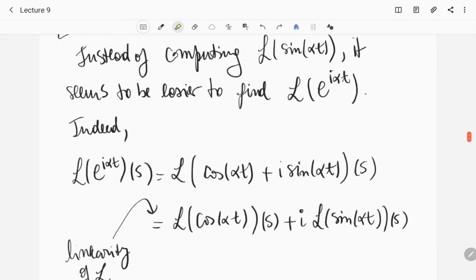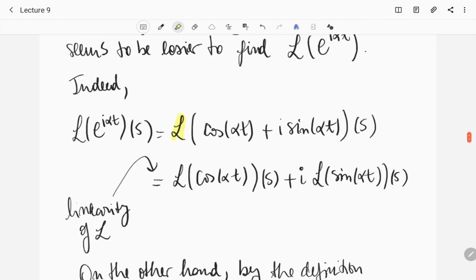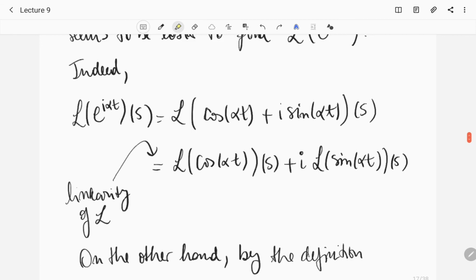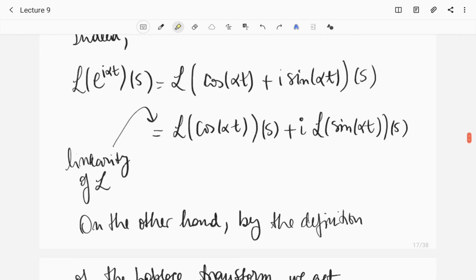Okay, so let's compute the Laplace transform of this exponential coming from Euler's formula. What we only did in this first line is replace the exponential by the Euler formula. What we are doing in the second identity is using the linearity of the Laplace transform. So we can split this into these two pieces and this number goes out. So that's one piece of the argument, and we stop there and check other stuff.